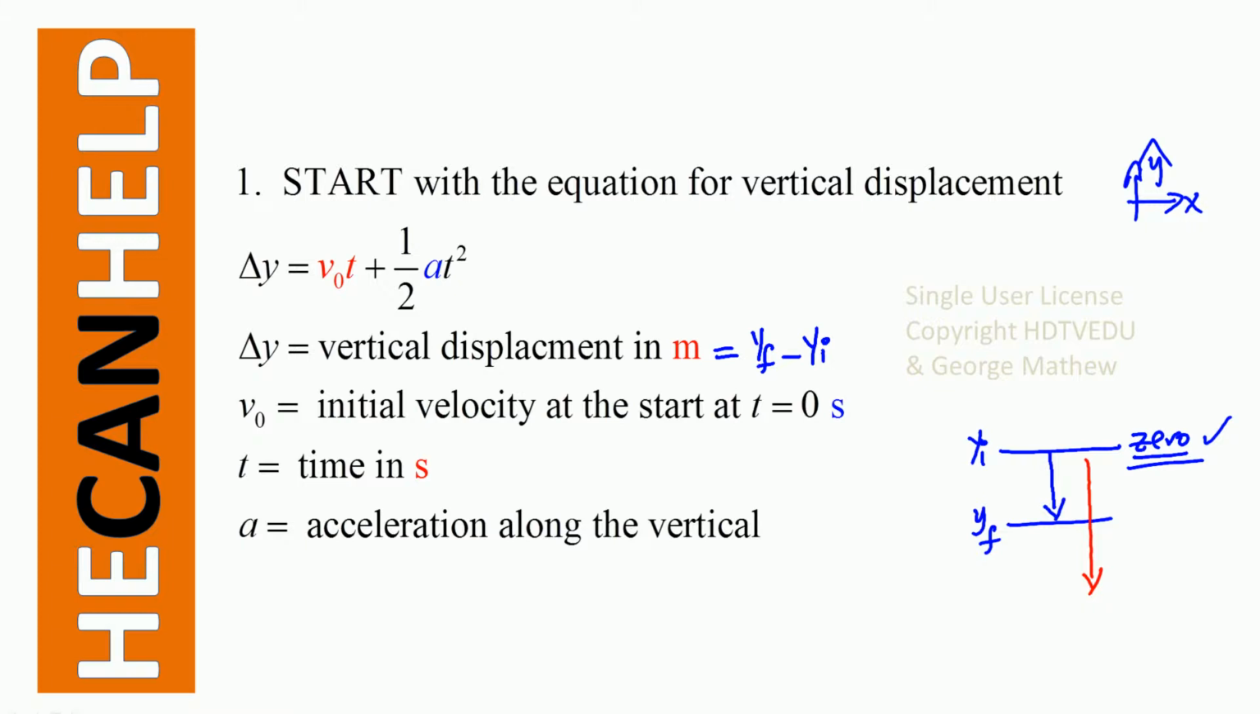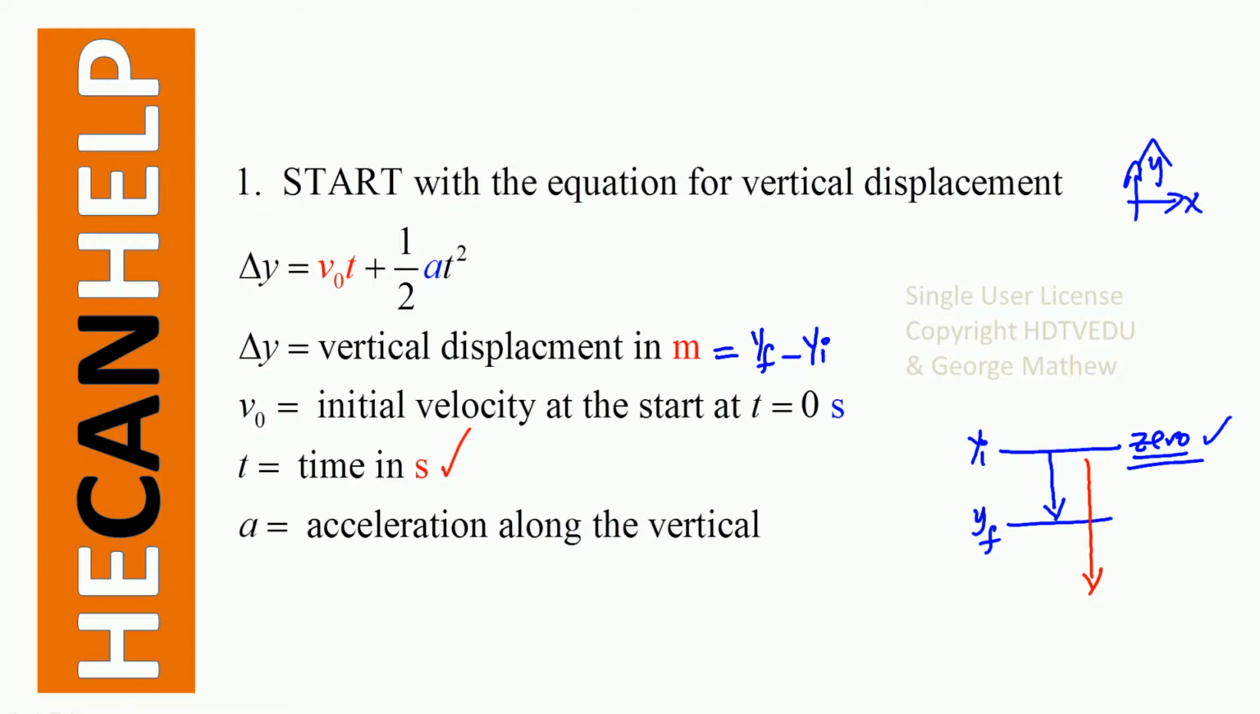What is our v0? Initial velocity at the start, at t equal to 0 seconds. It is dropped from rest, so it is equal to 0. What is t? T is the time in seconds. And what is a? It is the acceleration along the vertical. Very close to the surface of the earth, the vertical acceleration is the acceleration due to gravity, and that is negative 9.8 meters per second squared, provided positive y is defined as vertically up.